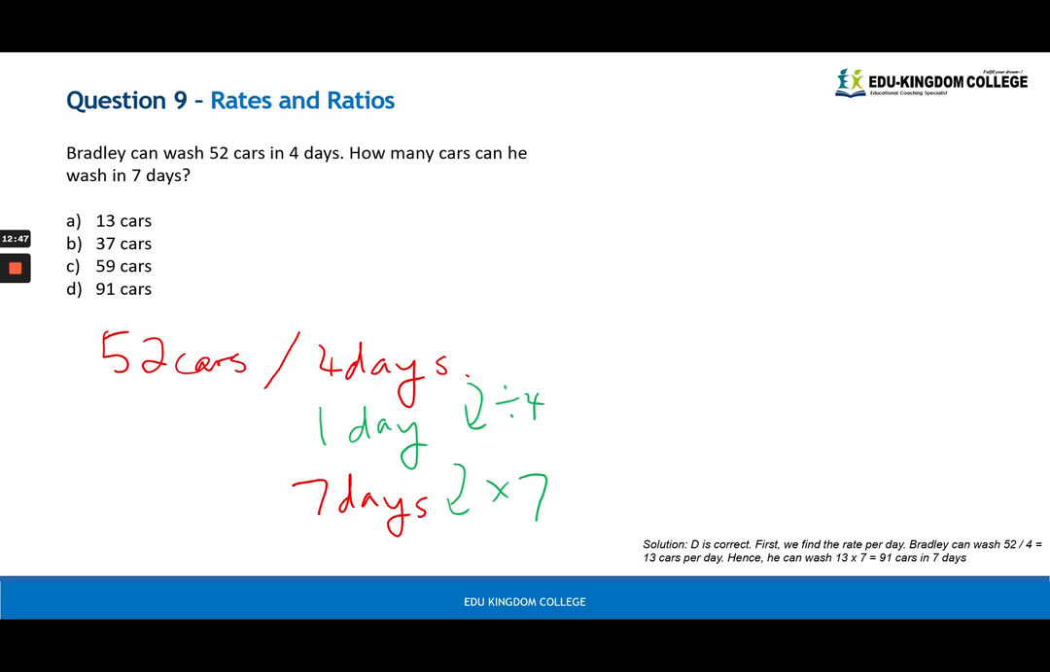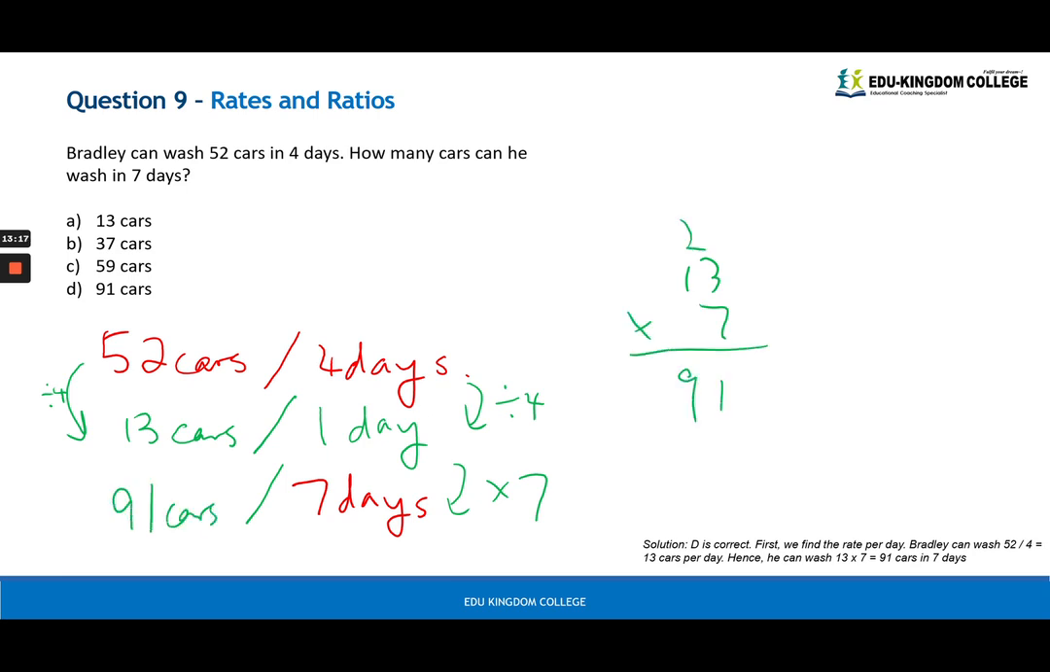Right? If I have less days, will we be able to do more cars or less cars? Less cars, right? So we divide again. Divide by 4. Exactly the same. 52 divided by 4 is 13 cars per day. Now times by 7. 13 times 7, 21, 91 cars in 7 days, which is option D. Okay.